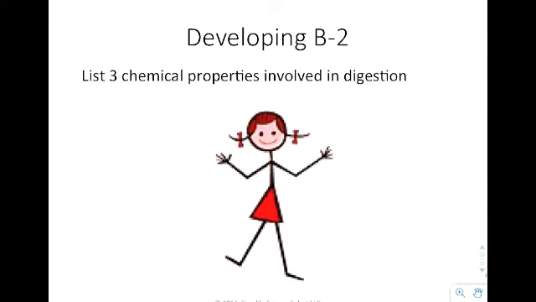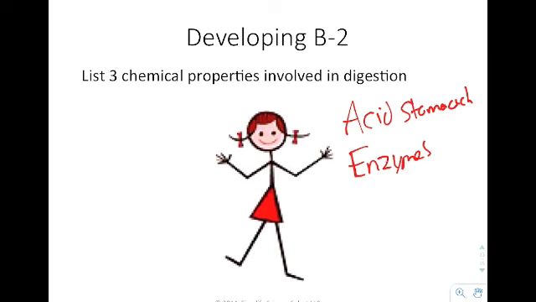Next, it says list 3 chemical properties involved in digestion. You may not remember this from middle school, but you have acid in your stomach. The acid will break down things in the stomach, so one of the chemical properties is your food's ability to interact with acid. The second one is you have enzymes in your stomach, and those enzymes have the ability to interact with your food.